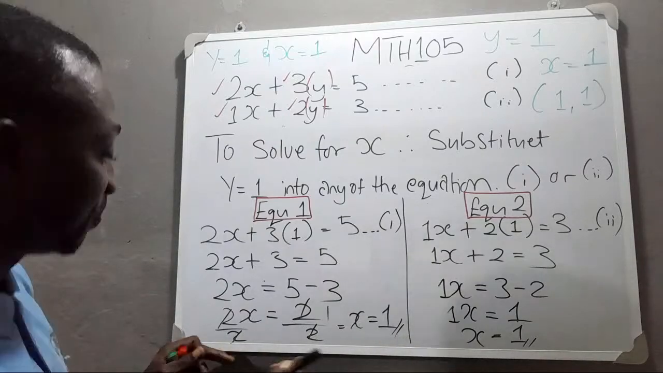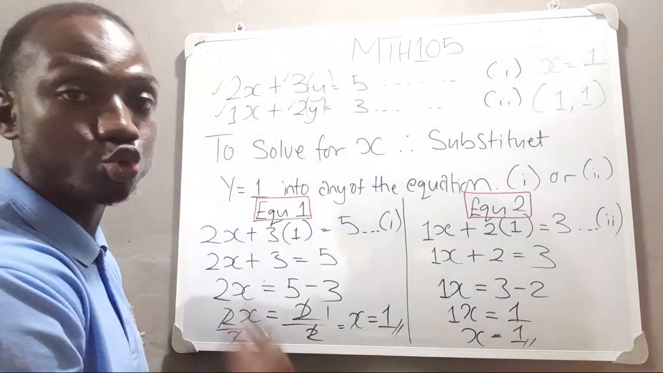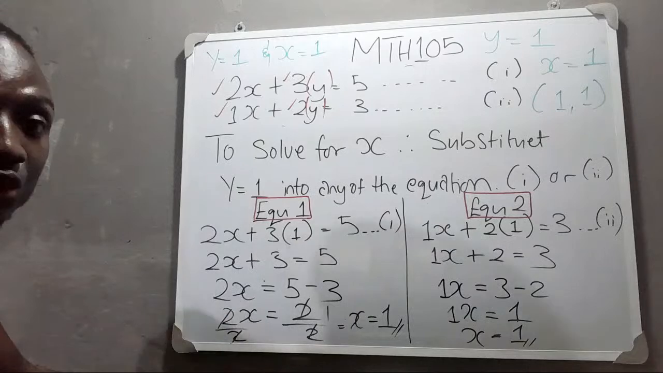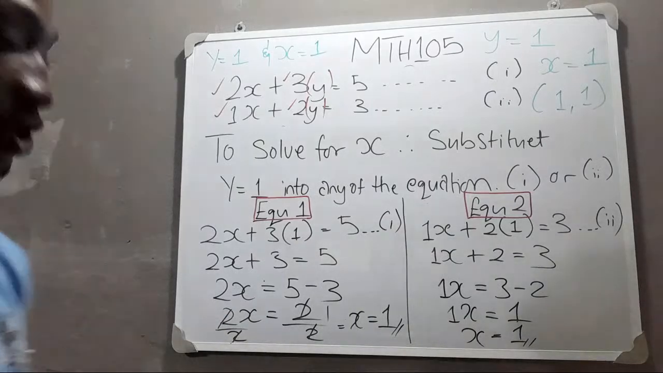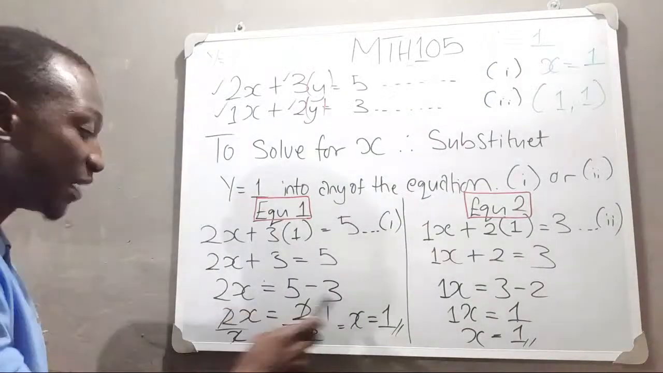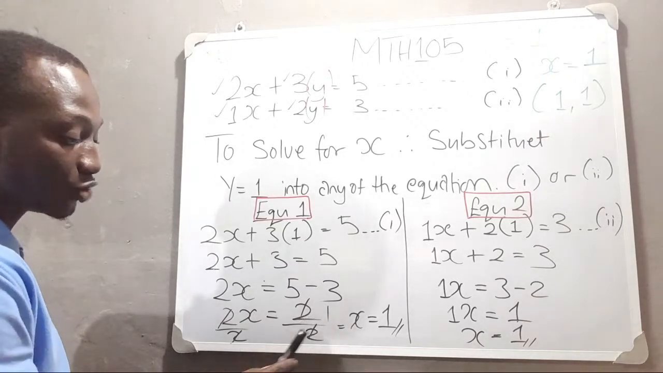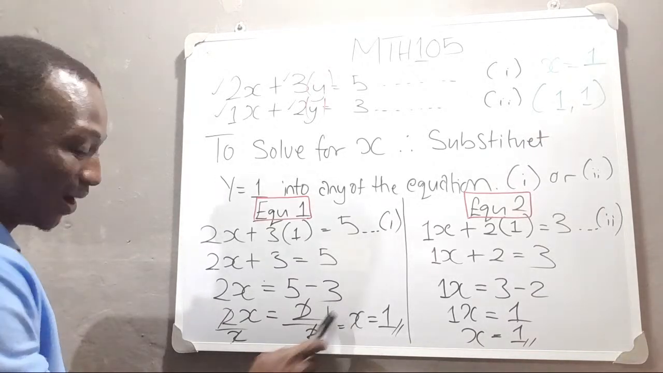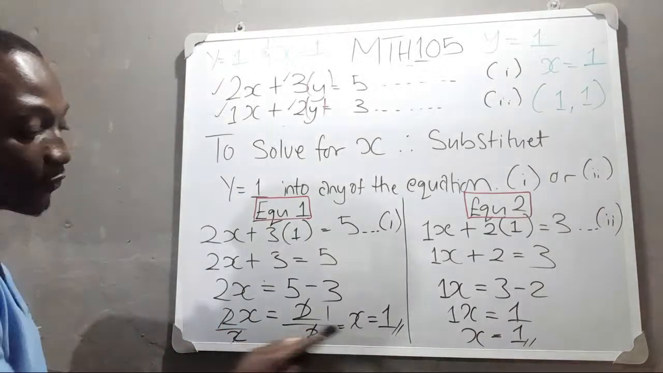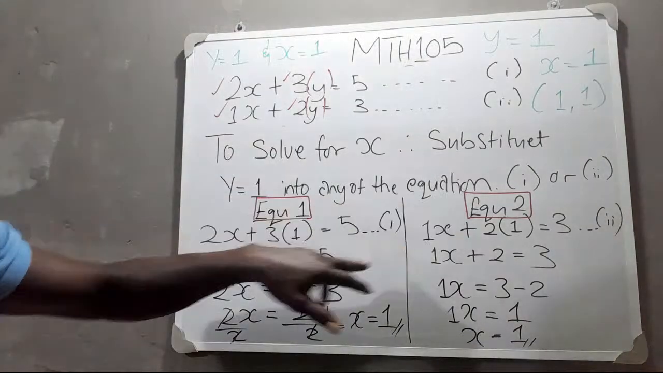So I have 2x equals 2. In order to disengage the coefficient of x, I have to divide both sides by 2. 2 divided by 2 gives us 1, and on the other side 2x over 2, the 2 cancels the 2, and we are left with x. So x now equals 1. So we've been able to substitute y equals 1 in equation 1.